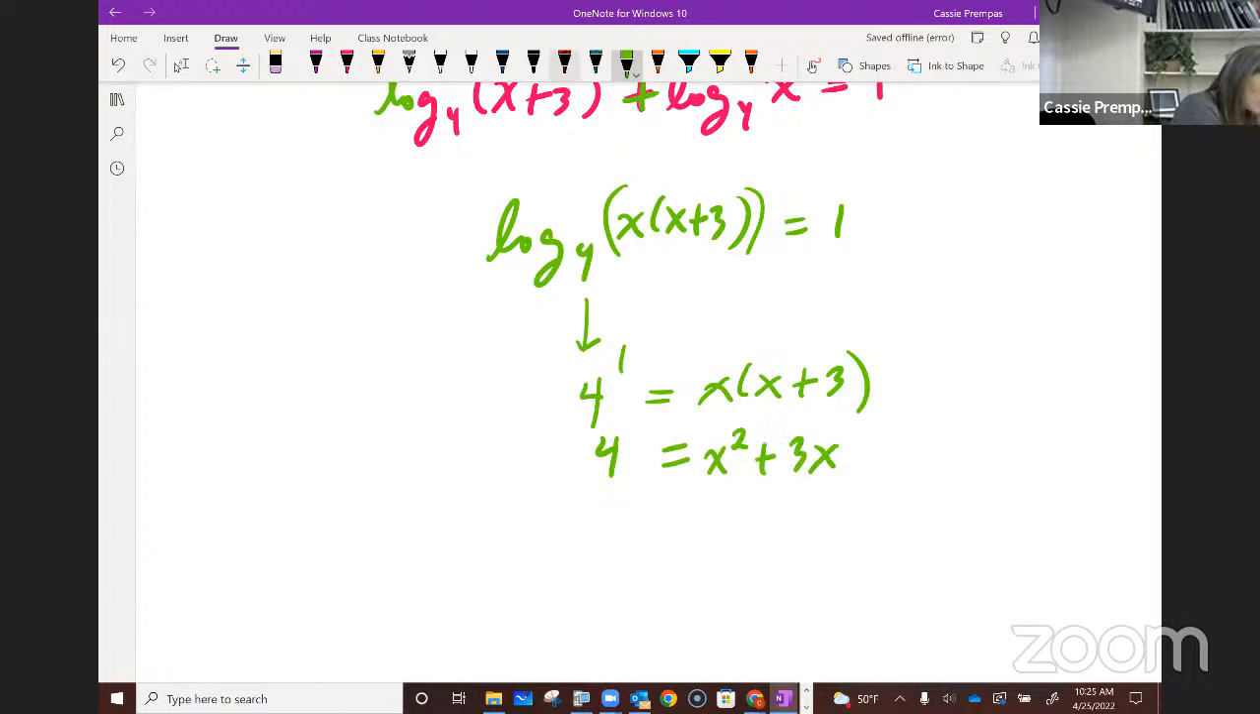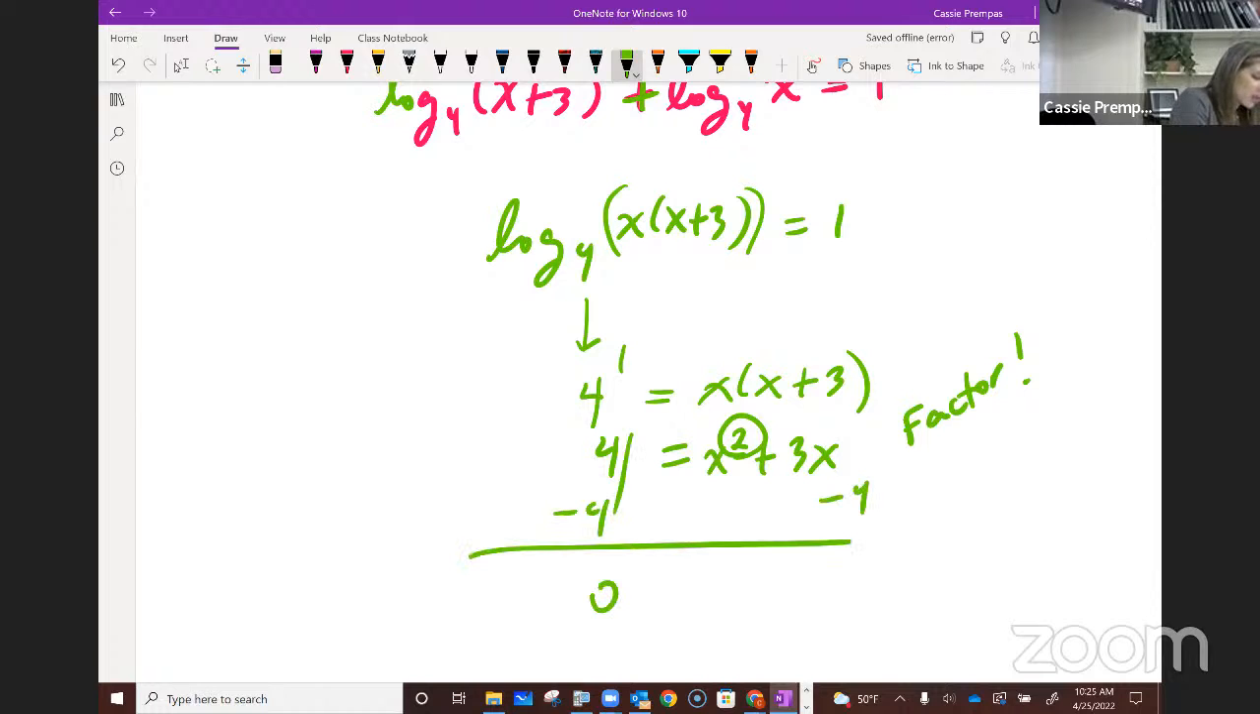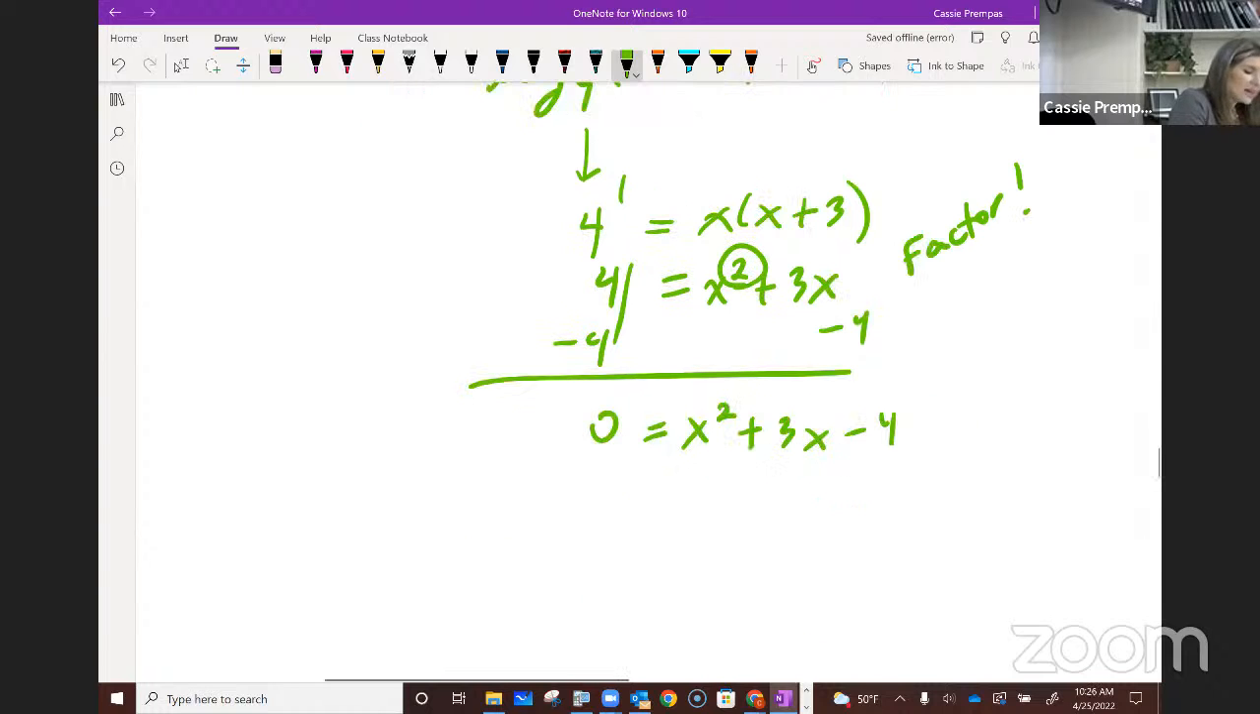Now here's the key. How do I solve something squared or a quadratic? Factor, set it equal to 0 and factor to solve. So I would subtract 4, giving me 0 equals x squared plus 3x minus 4. The last term's negative, so am I going to have the same or different signs? Different, giving me x plus 4 and x minus 1 would work to add up to 3. I'm going to get x is equal to 1 and x is equal to negative 4.